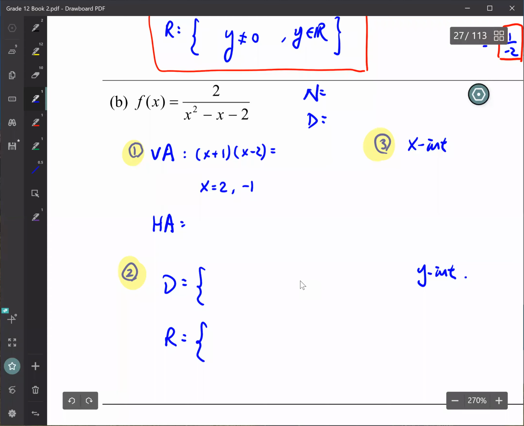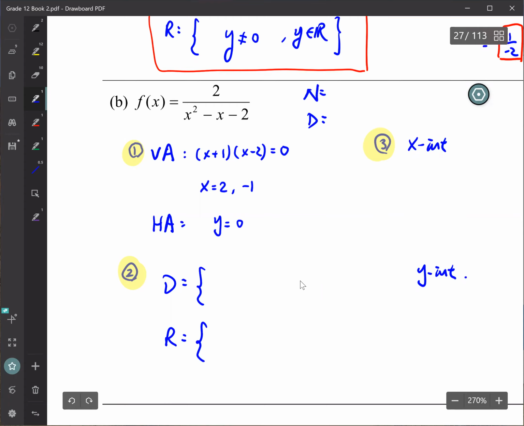The denominator equal to 0, this is a quadratic equation. Very good. How about horizontal asymptote? Tiana? 0. Yep, y equal to 0.